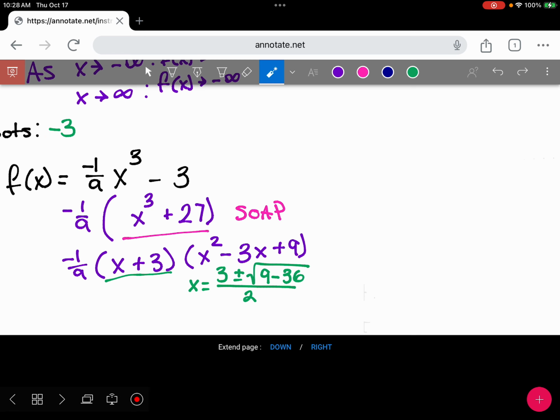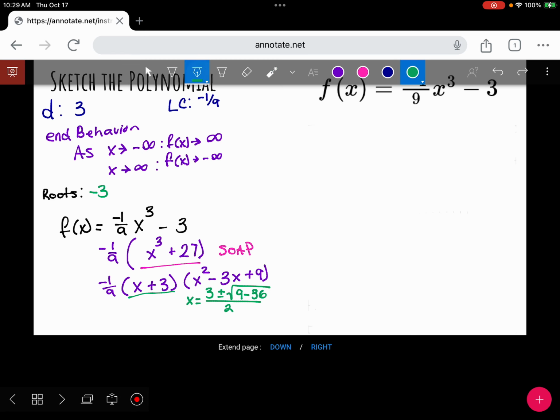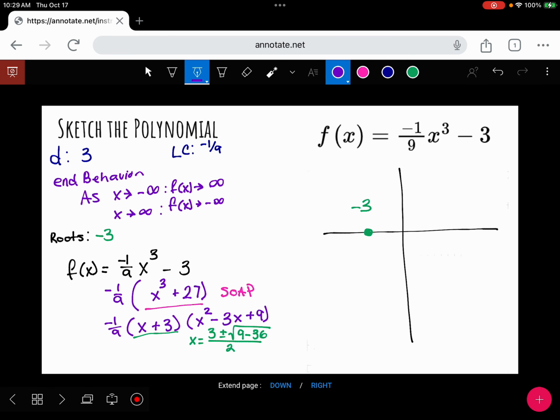Our only real root is the negative 3. This is going to be imaginary, so we only have one real root. So when we're doing our sketch, all I have is my negative 3. And we know that our left arrow points up and our right arrow points down.